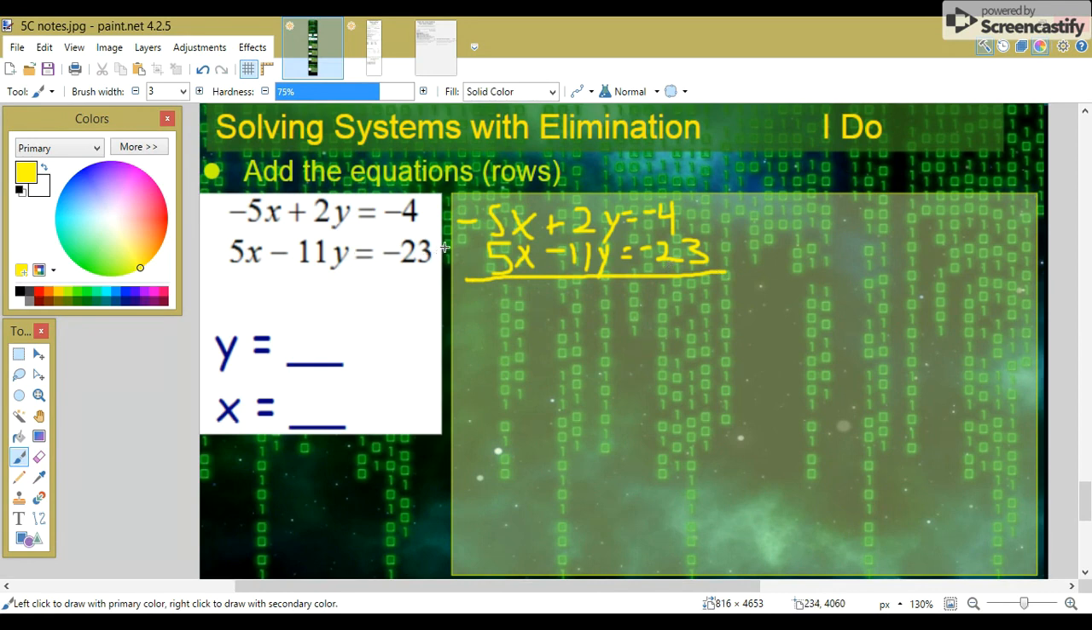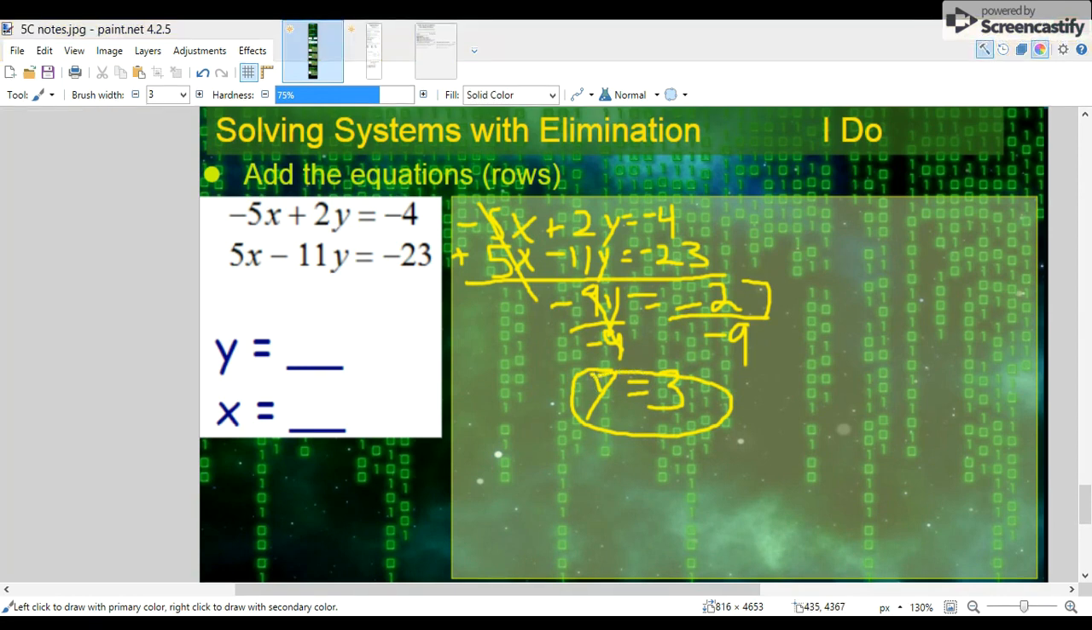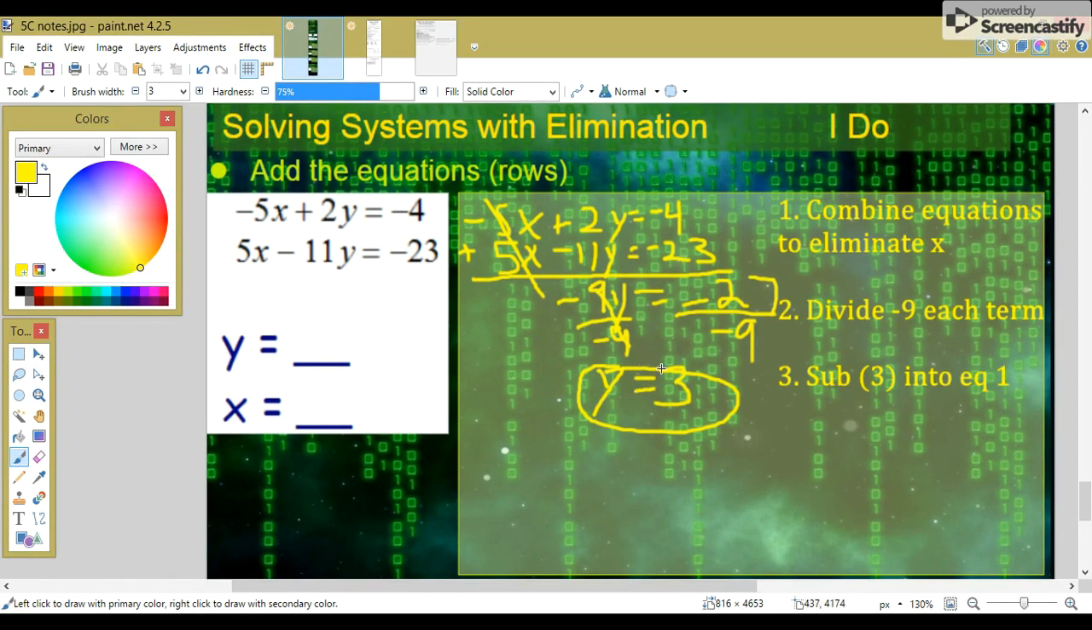So we're going to combine the two equations to get a third new equation. Negative 5x plus 5x, no x's, they're eliminated. 2 minus 11, negative 9, negative 9y equals negative 27. From here, we could divide each term by negative 9 to get the y by itself. So 1y equals 3. After we find that y equals 3, we could plug it back into our equation to find x.